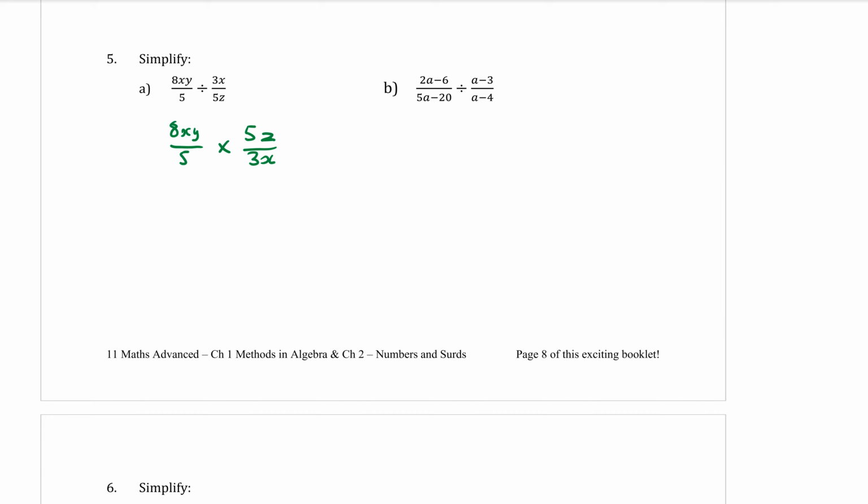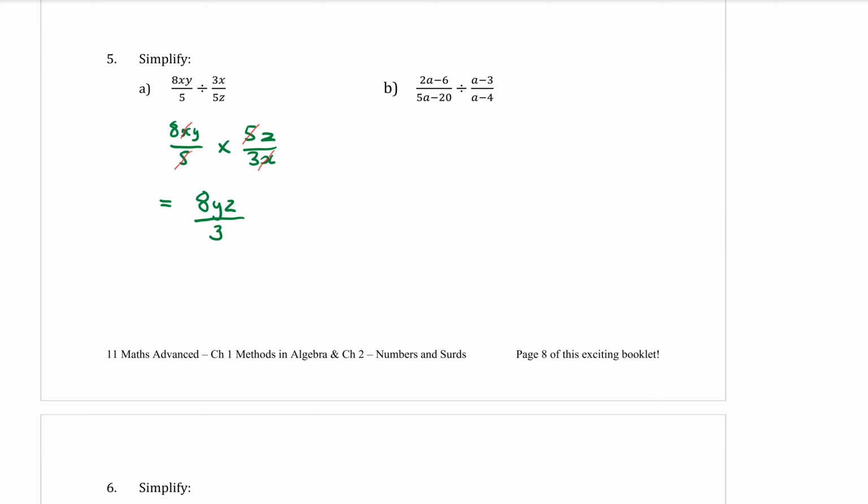So now we're looking to cancel. I have an x on the top, x on the bottom. Any numbers there? Yes, 5. 5 on the bottom, 5 on the top. I think that's it. So let's times. We're now doing timesing, so we times what's left. 5 is gone, so it's 8 on the top. And I also have a y and a z. On the bottom, the only thing left is that 3. So that's it.